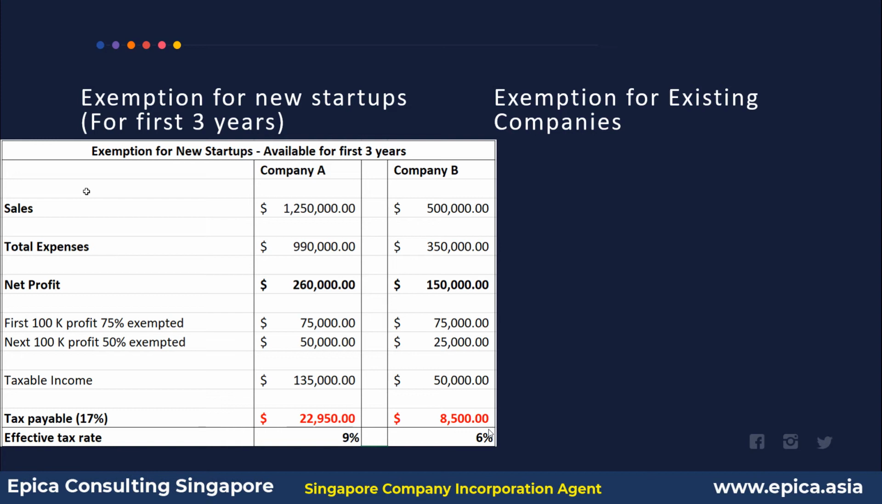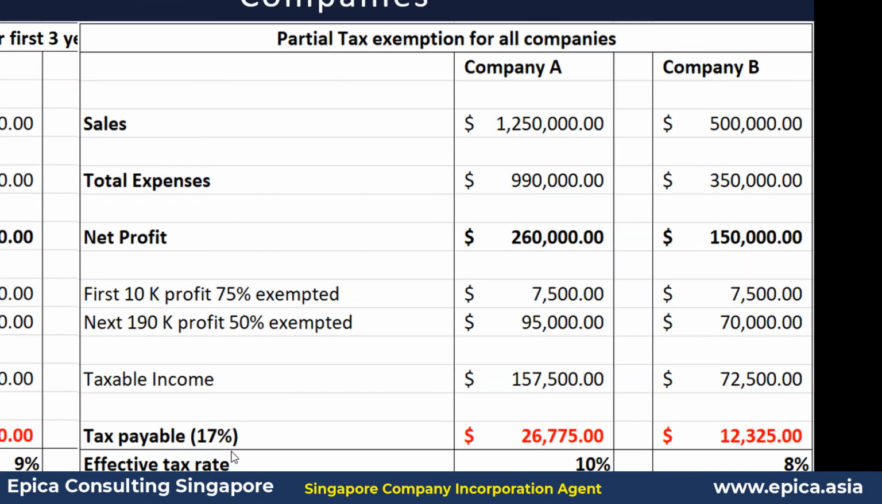So this is all other companies which are not falling in the category of new startups. So every other company gets this exemption. So I am taking the similar example. So in first case, net profit is $260,000. So here first $10,000 profit, 75% income will be exempted. So $7,500 income is exempted.